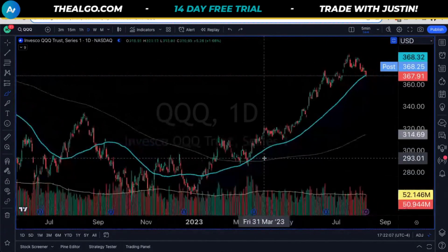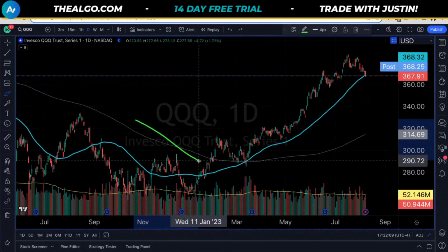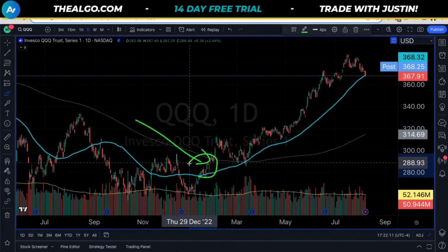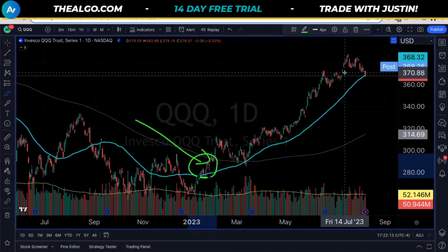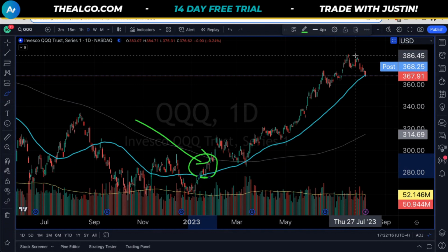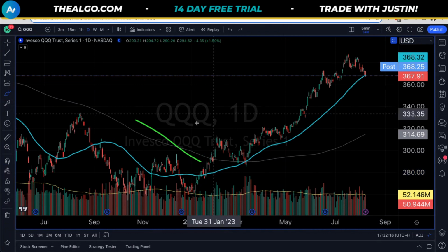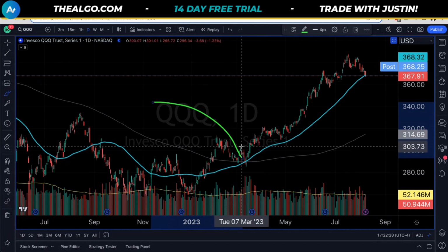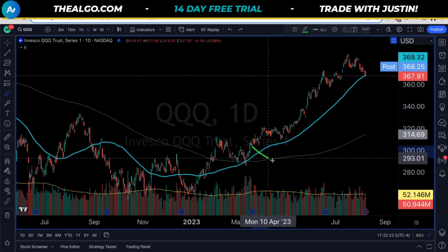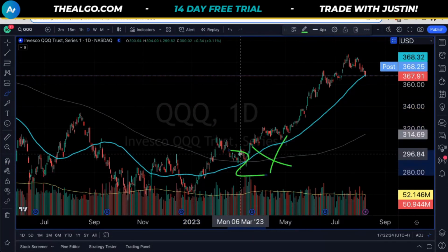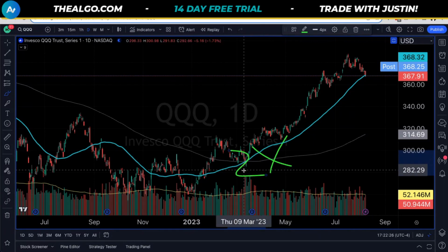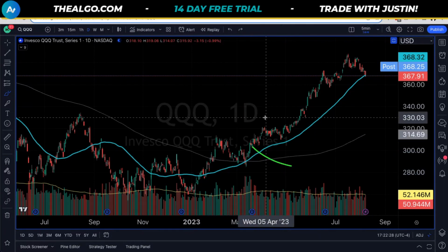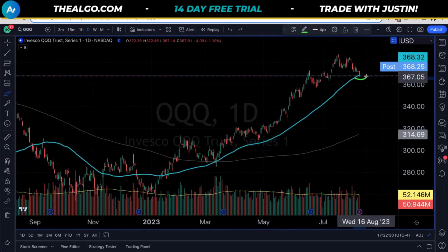So what I want to show you here is that when we finally reclaim the 50 DMA for 2 consecutive candles, there is a potential trend change. Man, from 280 to 380, that's 100 points. That's a huge, huge rally. And inside of here, we have one dip back down to the 50 DMA, but we do not close 2 consecutive daily closes below it. We get 1, and then it bounces right back over. So if that's the case, we just got our 1.